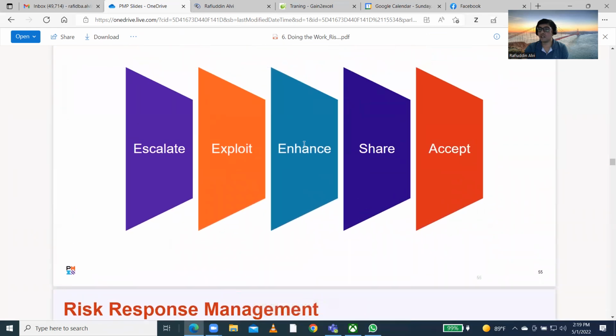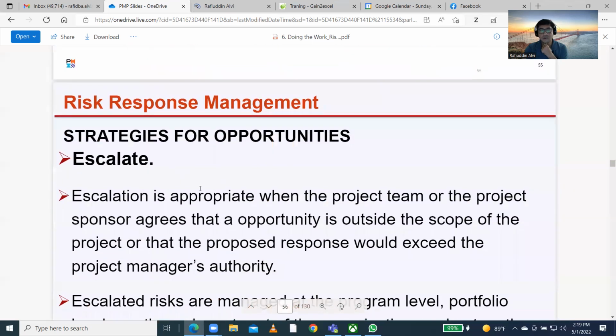So this can come in match the following also. You will get three questions in match the following format. What they will do is on the left side they will give you some options like escalate, exploit, enhance, share, accept, and on the right side you have to match the explanation for that one. For example, escalate is there. The explanation is like this: escalation is appropriate when the project team or the project sponsor agrees that a threat is outside the scope of the project. It means it is not in your control. That's why you are escalating to your sponsor, right? So based on that, you need to match the answer in the exam.